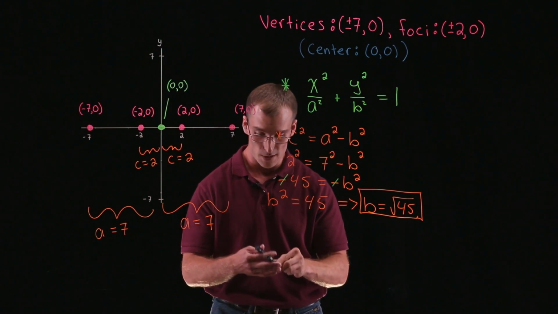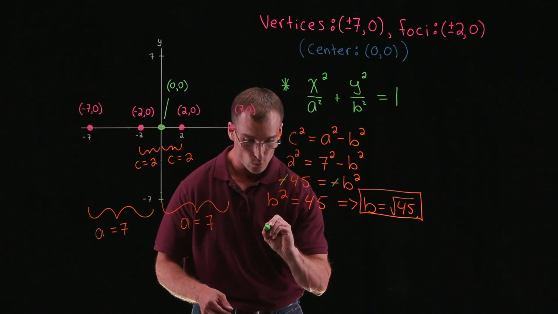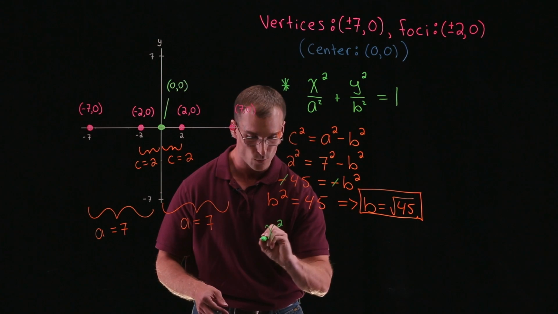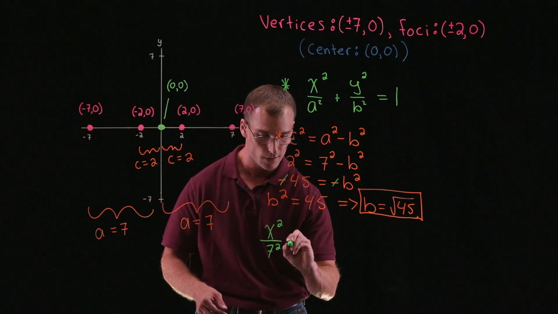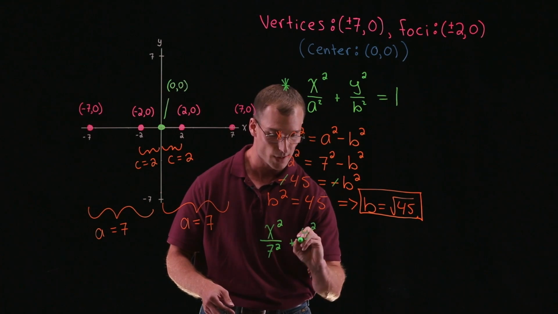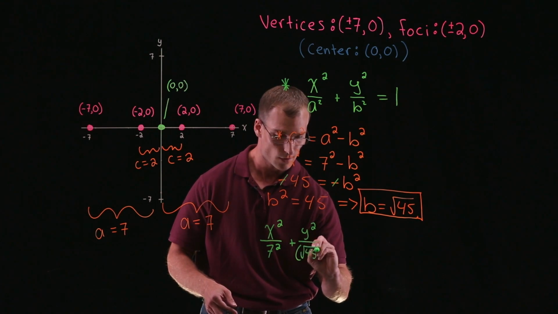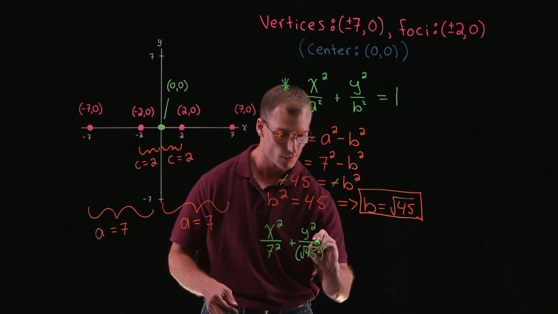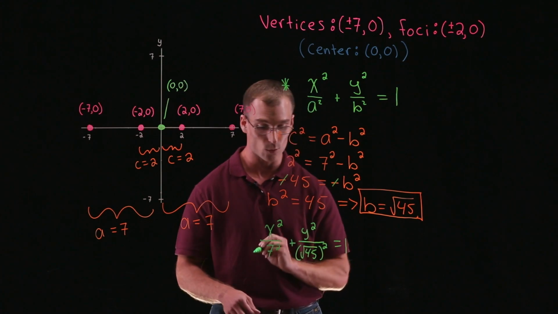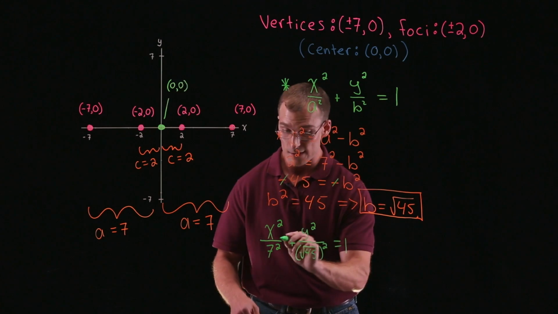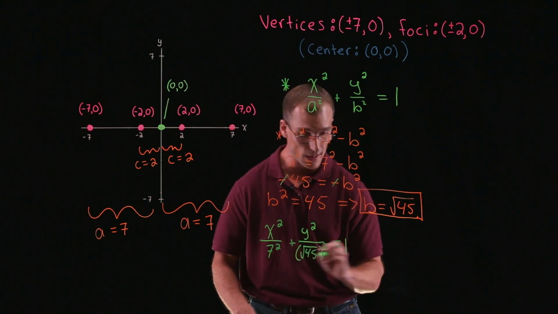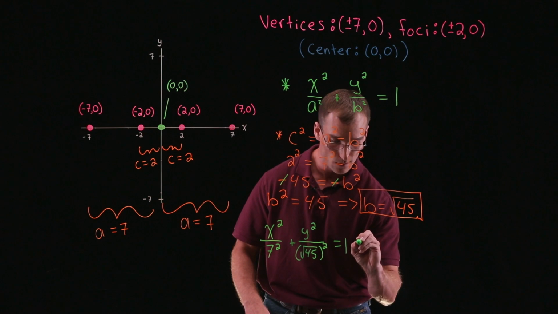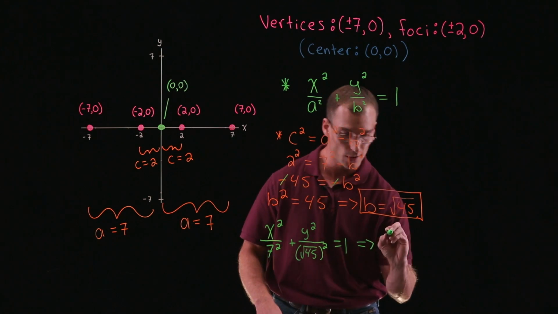Go ahead and plug that into our standard form. So our equation is going to look like x squared over a squared, or 7 squared, plus y squared over b squared, or the square root of 45 squared, and that's equal to 1. We could write it like this, with the a squared and the b squared, or you can just simplify the bottoms if we want. Both are acceptable.